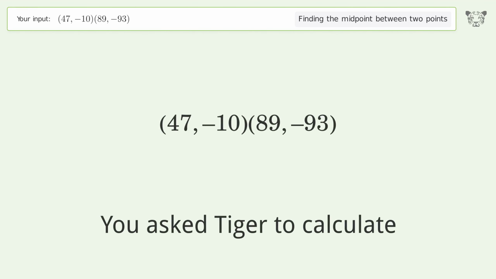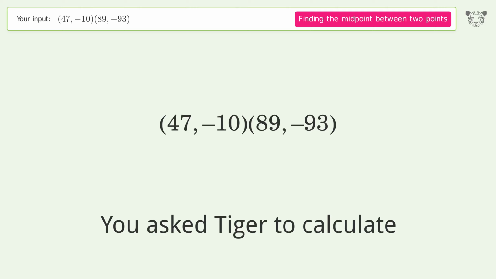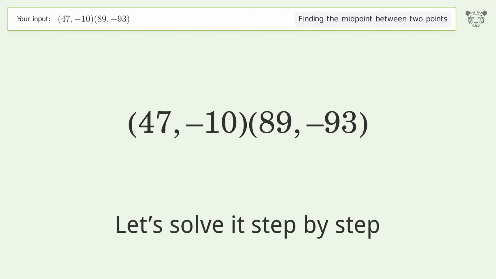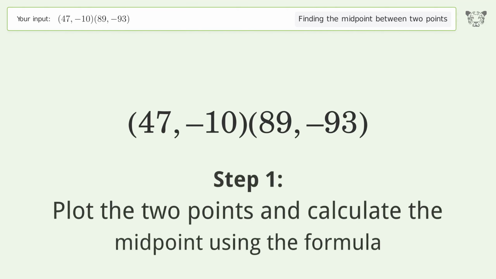You ask Tiger to calculate. This deals with finding the midpoint between 2 points. The midpoint between the 2 points is 68, negative 51.5. Let's solve it step by step. Plot the 2 points and calculate the midpoint using the formula.